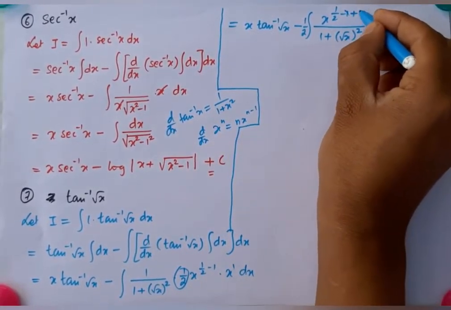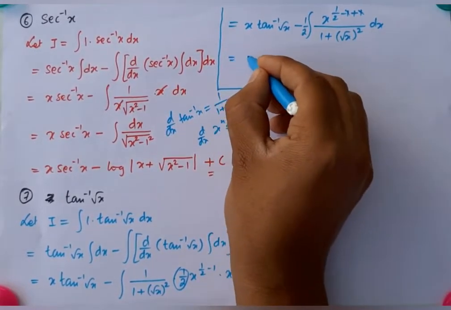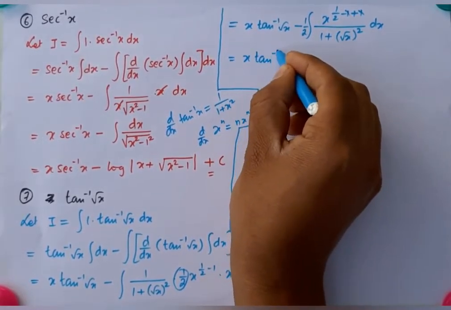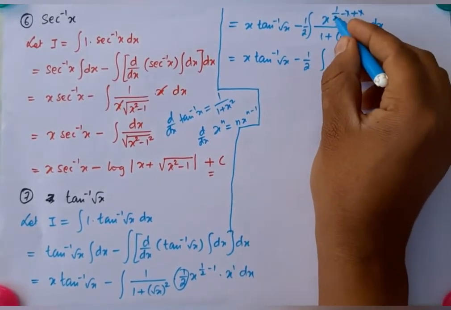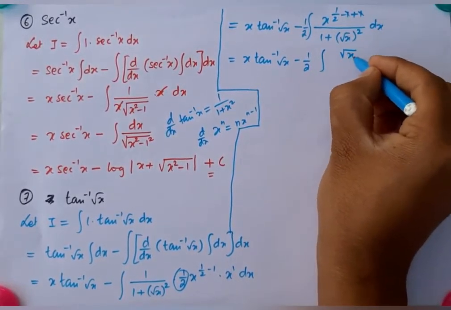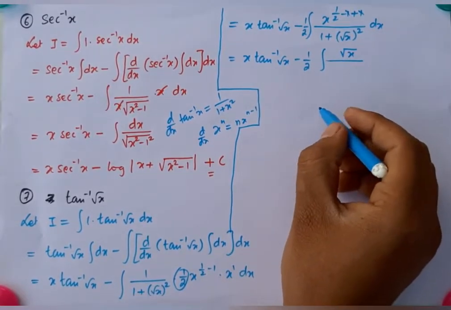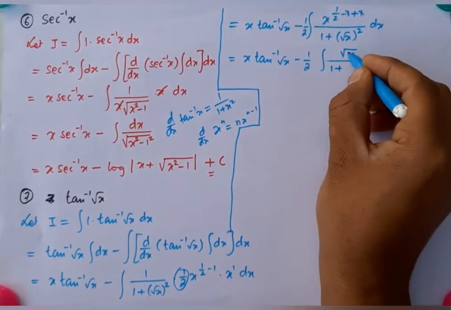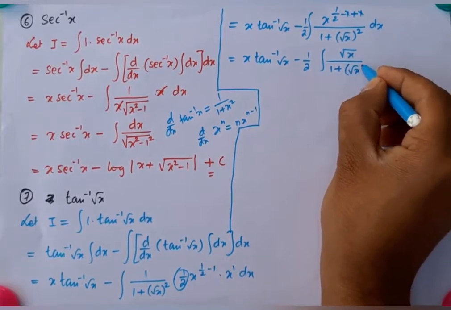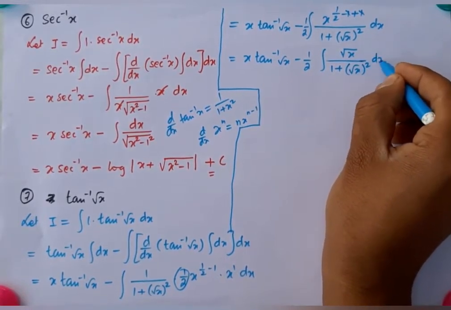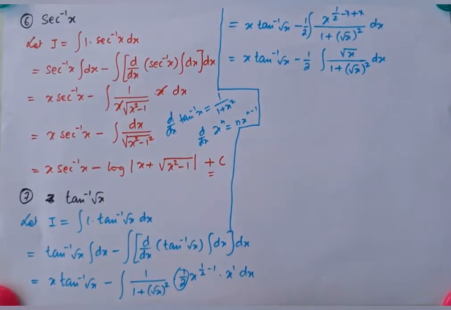So you see that this and this get cancelled. So this is x tan inverse root x minus half. So x to the power half is square root, isn't it? Yes. So that's why this becomes 1 plus root x whole square dx.